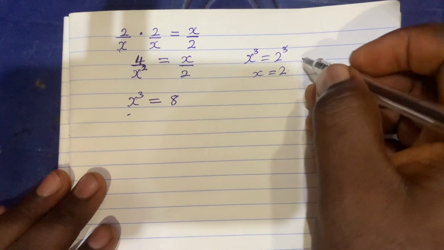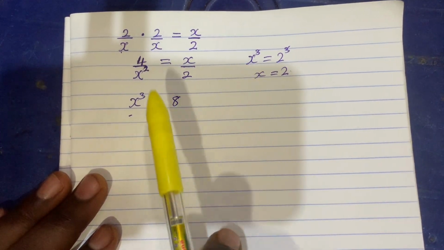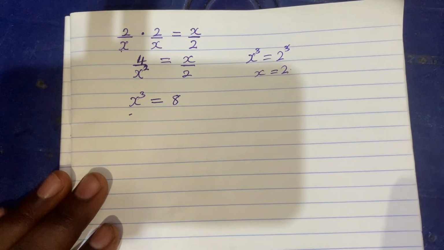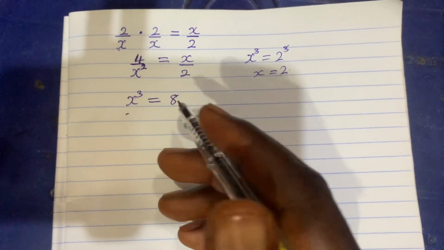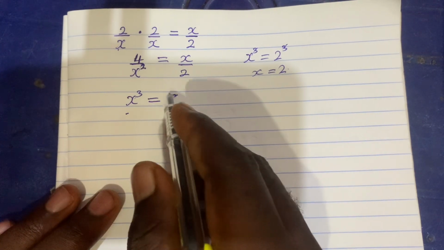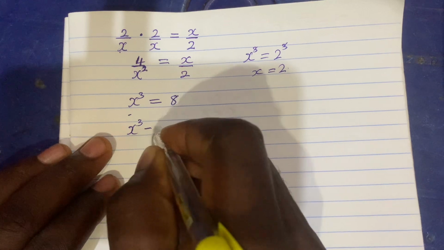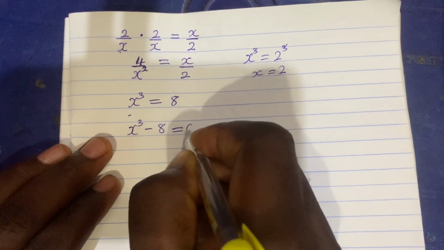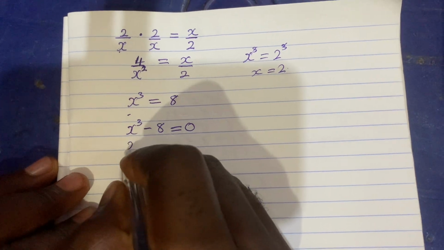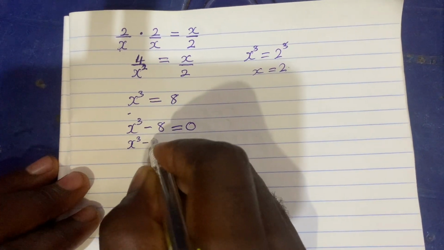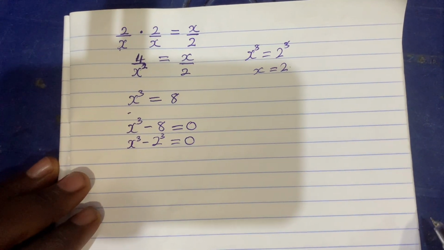Now if you do this, you just found only the real solution, and that is not the only solution to this problem. Okay, since it is raised to power 3, it has 3 solutions. So let us find those 3 solutions. So we'll bring this to this side to have that x raised to power 3 minus 8 is equal to what? 0. Right, so now this is x raised to power 3 minus 2 raised to power 3 is equal to what? 0. So what do we do now?